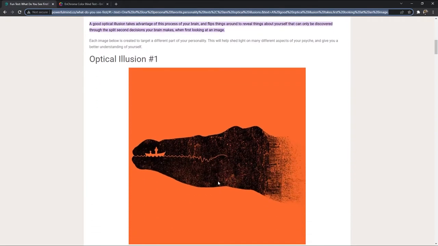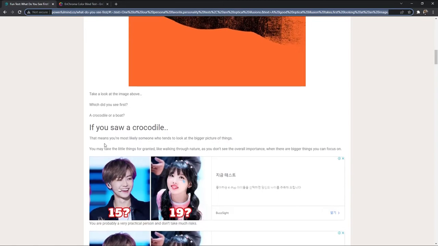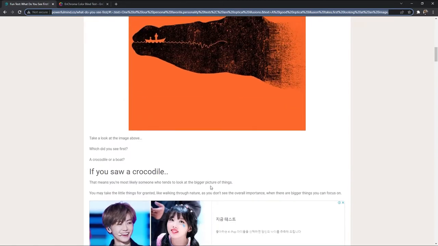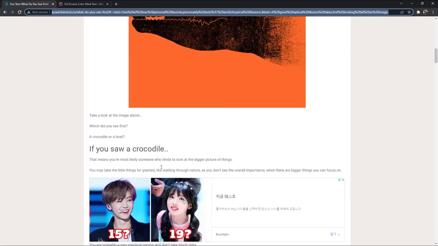Okay. Optical illusion one. What do you guys see? I see a crocodile. I see a man and maybe his son, or a dwarf, on a boat. The first thing I saw was a crocodile. I saw that afterwards. Yeah, I saw a crocodile, too. If you saw a crocodile, that means you're most likely someone who tends to look at the bigger picture of things. You may take things a little for granted, like walking through nature, as you don't see the overall importance when there are bigger things you can focus on.